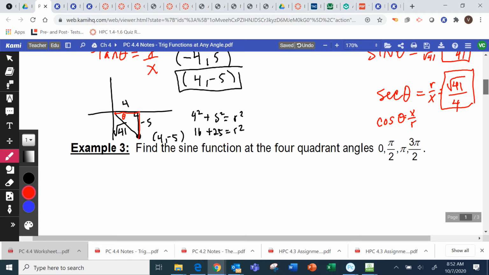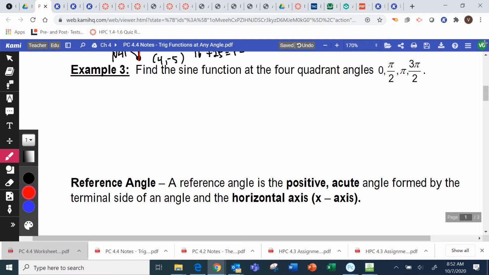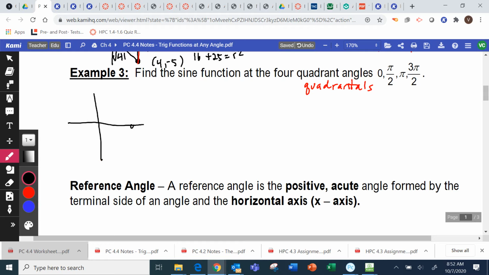Find the sine function at the 4 quadrant angles. So these are called quadrantals, or quadrant angles. And it kind of sounds weird because it's called a quadrant angle, but it's not in a quadrant. Quadrantals are on the axes: at 0, at pi over 2, at pi, at 3 pi over 2. They're the ones on the axes. Yeah, it's the same thing. I just didn't tell you the name yet.